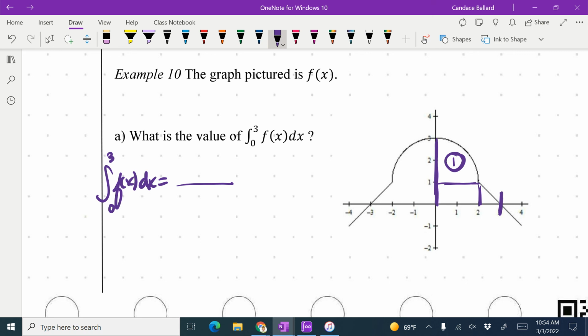Well, what's in it for sure if it's a circle? Pi, okay. There you go, r squared.